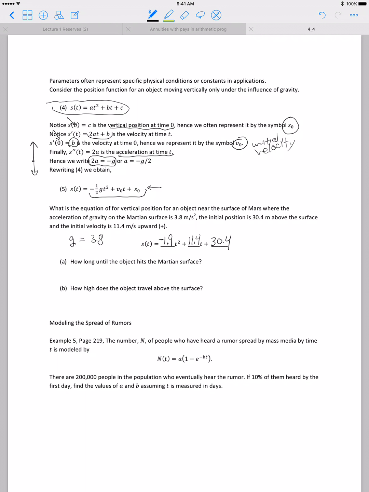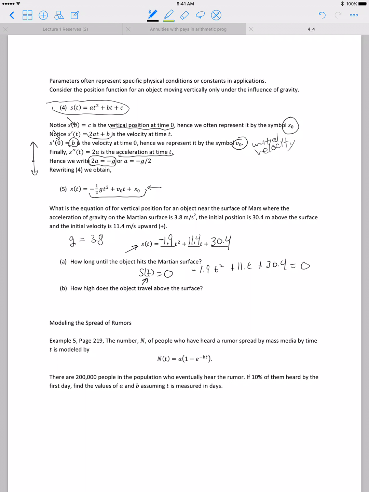Then we can answer questions. Once we've filled in the parameter values, we've chosen a specific member of the family, and having chosen those values, we can answer how long until the object hits the Martian surface. So it's going to hit the Martian surface when the vertical position is 0. Notice the unknown here is time. So if I set this quadratic function equal to 0, I've chosen the values so that this quadratic equation would be easy to solve.